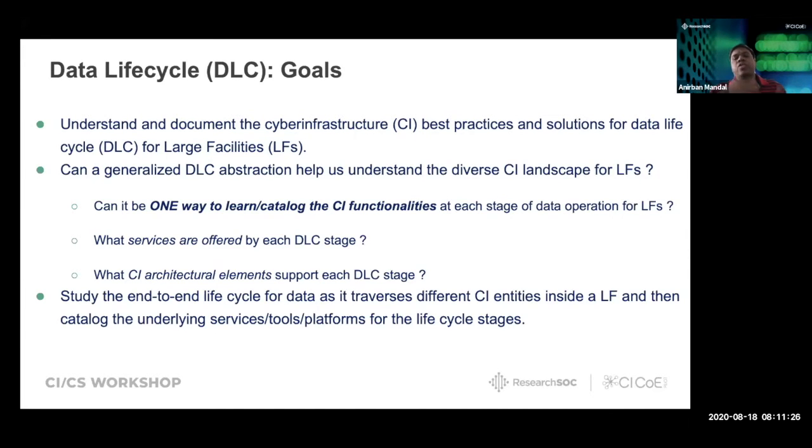And then study this end-to-end life cycle for data as it traverses through the different CI entities, and catalog the underlying services, tools, and platforms for these stages. It's a very simple model that tries to capture some of the common elements across scientific facilities, and then we can think about the different challenges and different technologies that can help solve those challenges for each of these stages and also the cross-cutting stages, right?